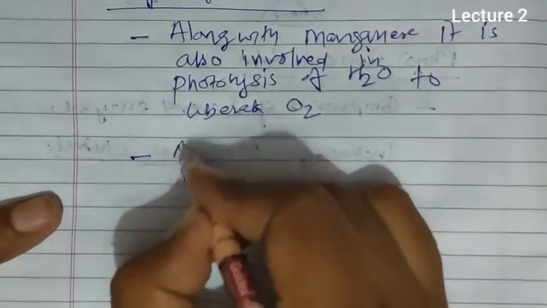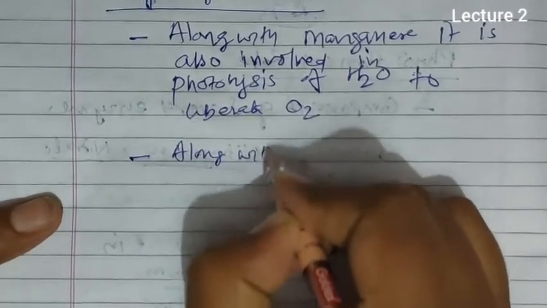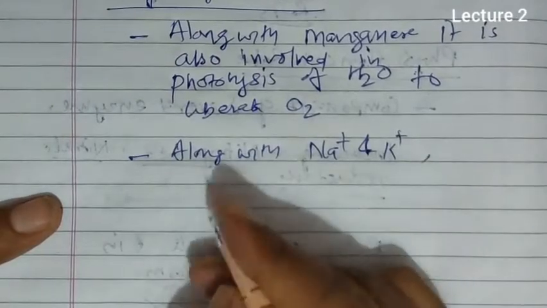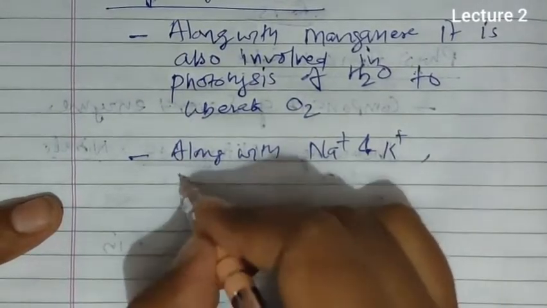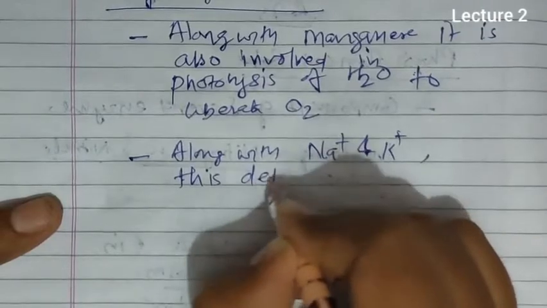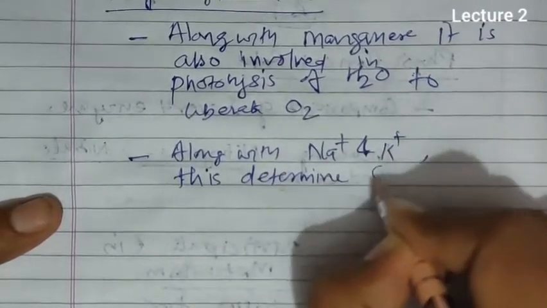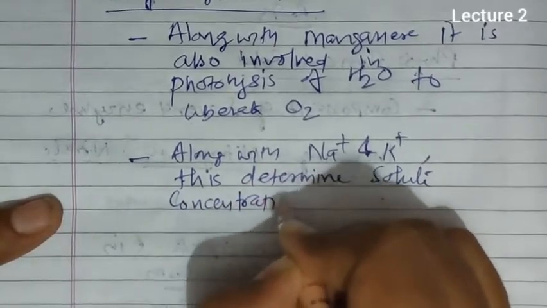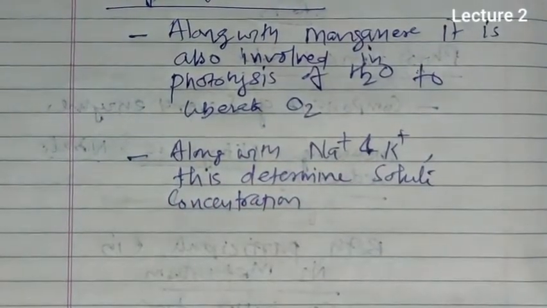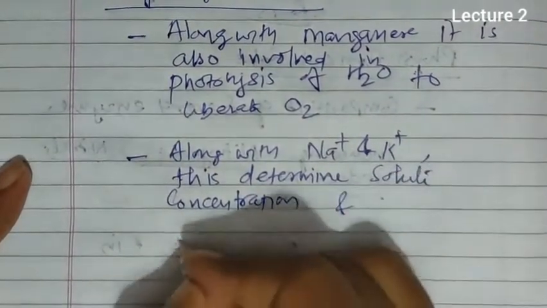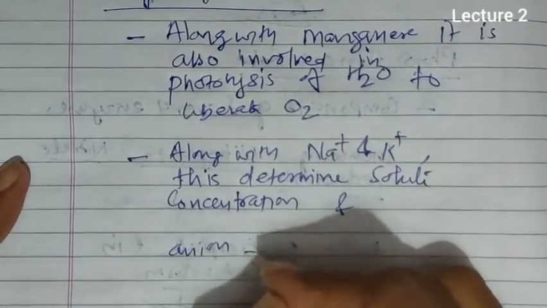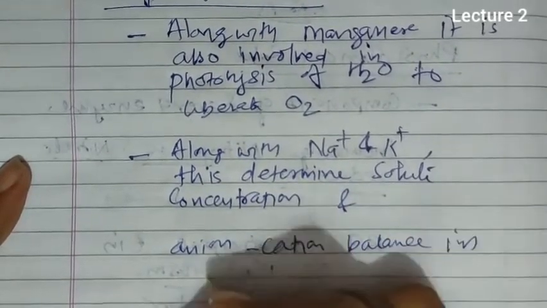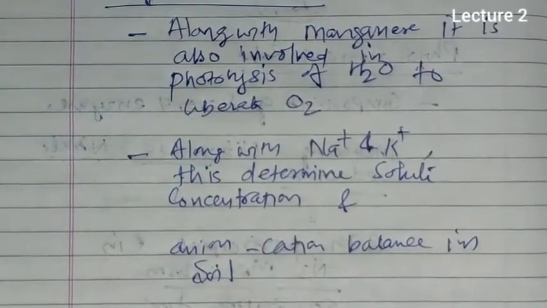Next is, along with sodium and potassium, this determine solute concentration and anion cation balance in soil.